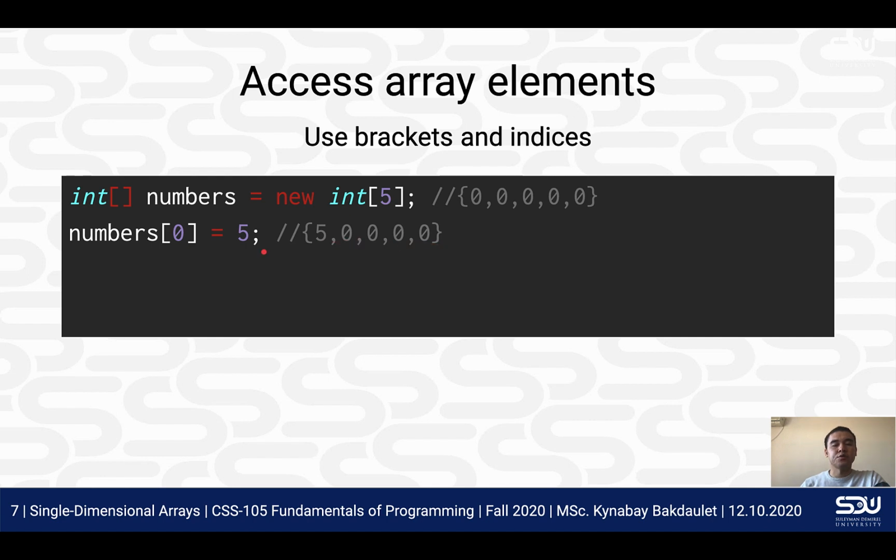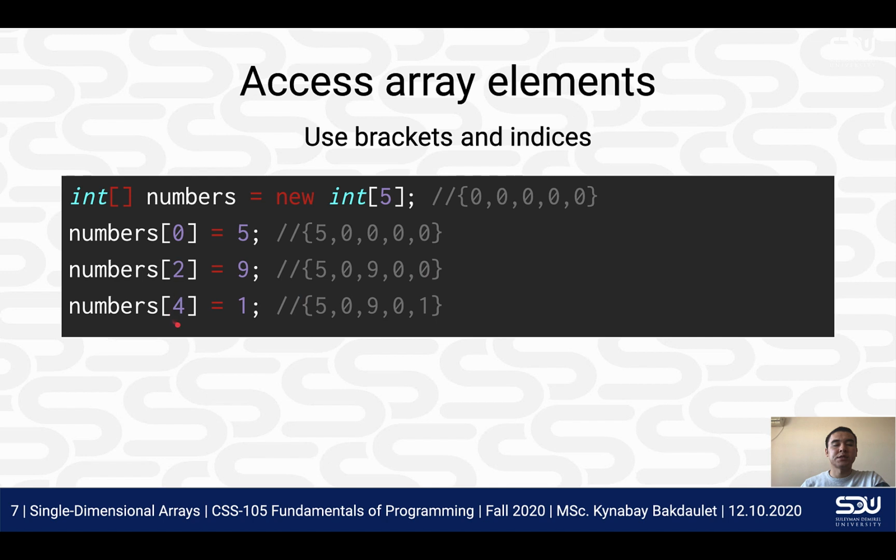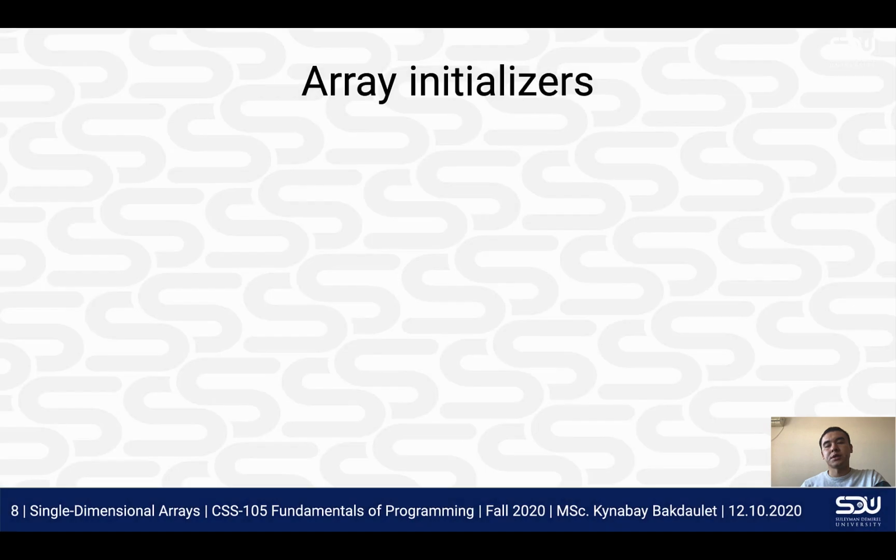And then I want, for example, to change the third element, and the index of it will be 2, and assign it 9, and the new elements of the array will be like this. Then the last index will be equal to the size of the array minus 1, so here it is 4. So this is how we access the arrays and assign new values.